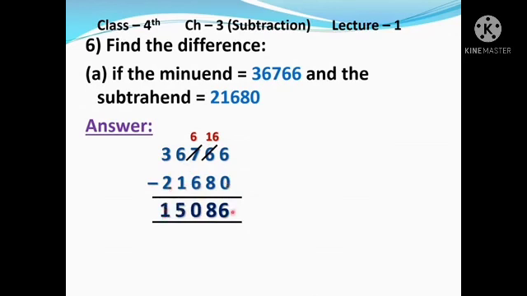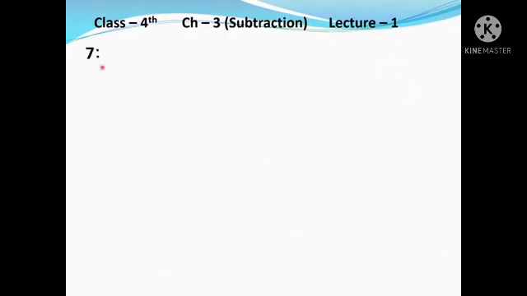6 minus 0, 6. 6 minus 8 is not possible. Why? Because 6 is a smaller number. So we will take a borrow from this 7. This 7 will become 6 and this 6 will become 16. 16 minus 8, 8. 6 minus 6, 0. 6 minus 1, 5. 3 minus 2, 1. So the answer is 15,086. Now question number 7.